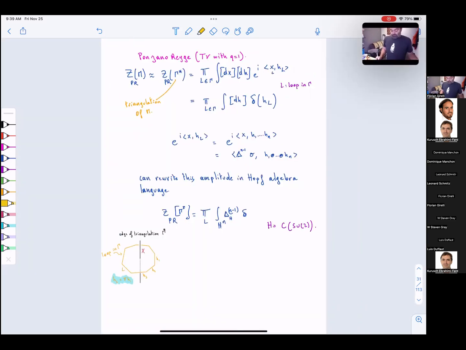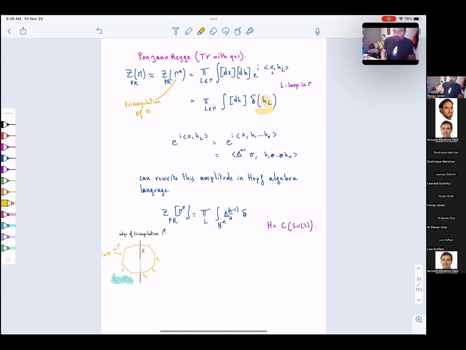So then we can get back to this Ponzano-Regge model and try to say, okay, can we reformulate that, maybe in the abstract nonsense language, in terms of algebra language, so that then we can generalize that to the quantum group case, because we know that when lambda is non-zero, we get the quantum group structure, this deformed Drinfeld double.